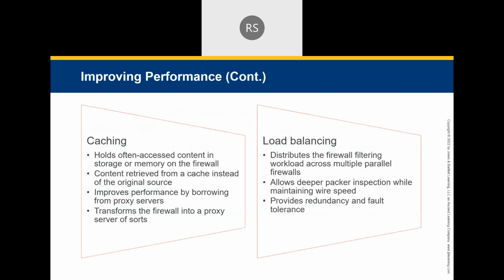Now, load balancing distributes the firewall filtering workload across multiple parallel firewalls. The primary goal is to ensure that the workload is distributed efficiently, allowing for deeper packet inspection while maintaining the wire speed. This also provides redundancy and fault tolerance. So if one firewall fails, others can seamlessly take over to ensure continuous service.